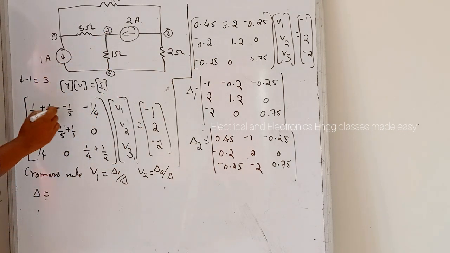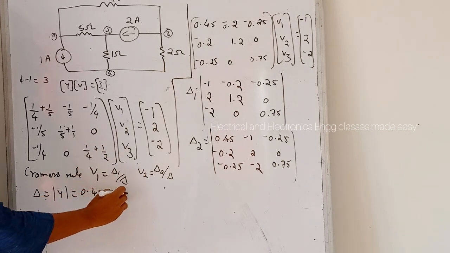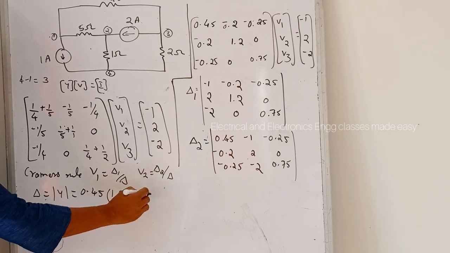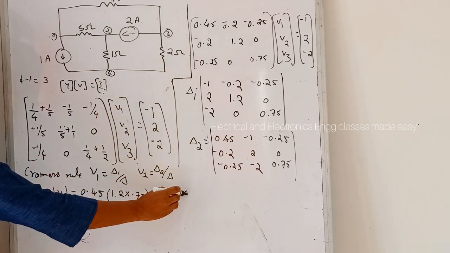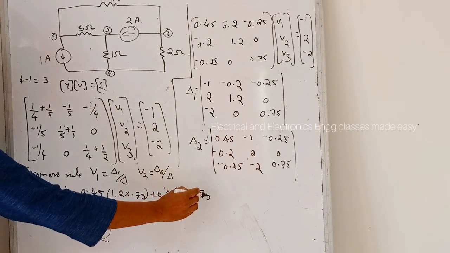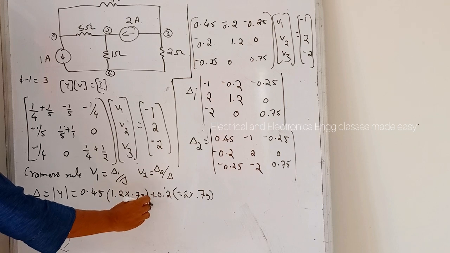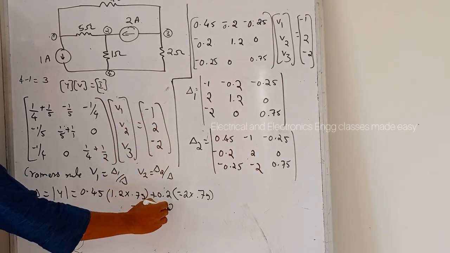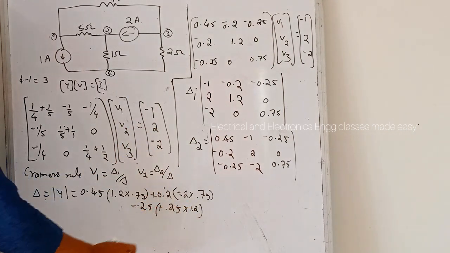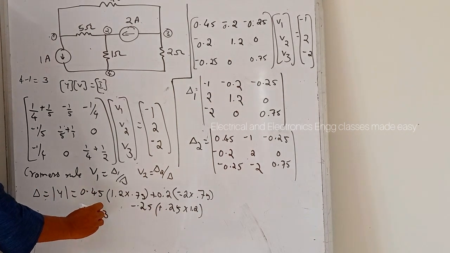So delta is determinant of the Y matrix, that is 0.45 into 1.2 into 0.75, then plus 0.2 into minus 0.2 into 0.75, then minus 0.25 into 0 minus plus 0.25 into 1.2. So after computing, we will get 0.3.